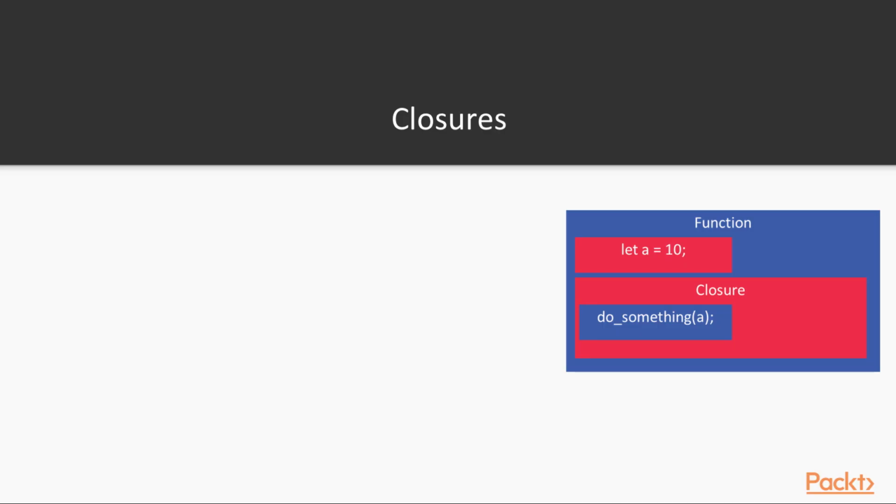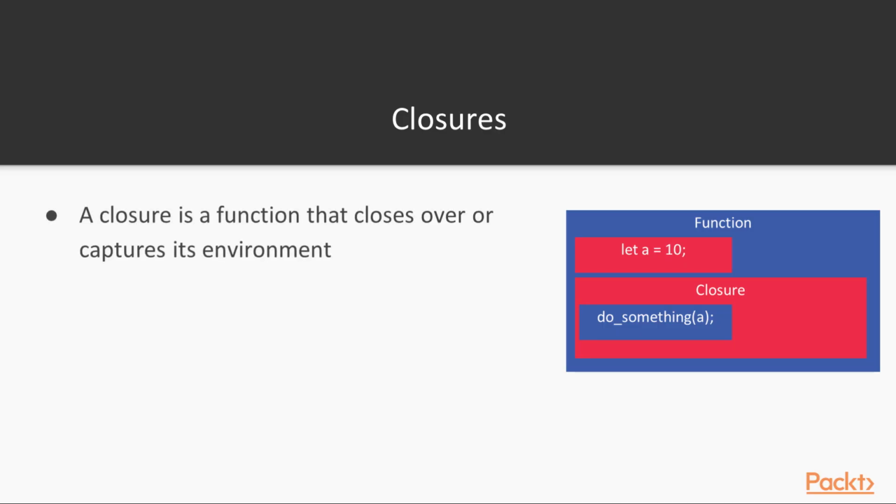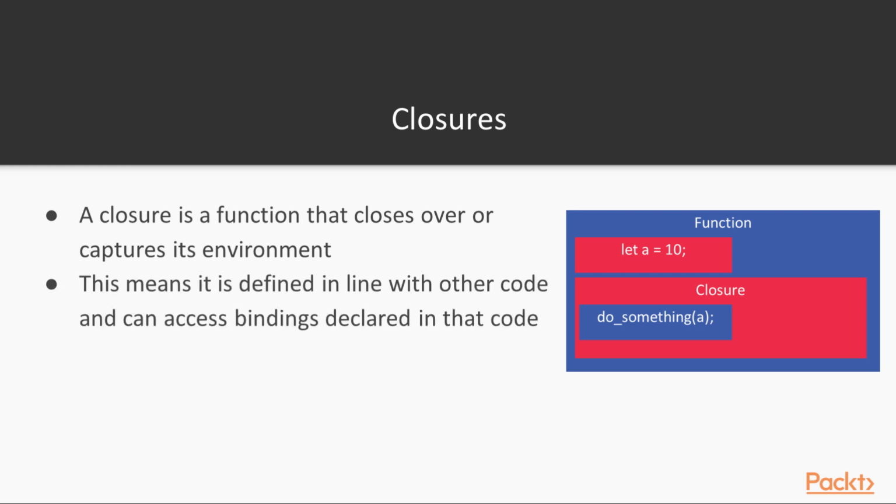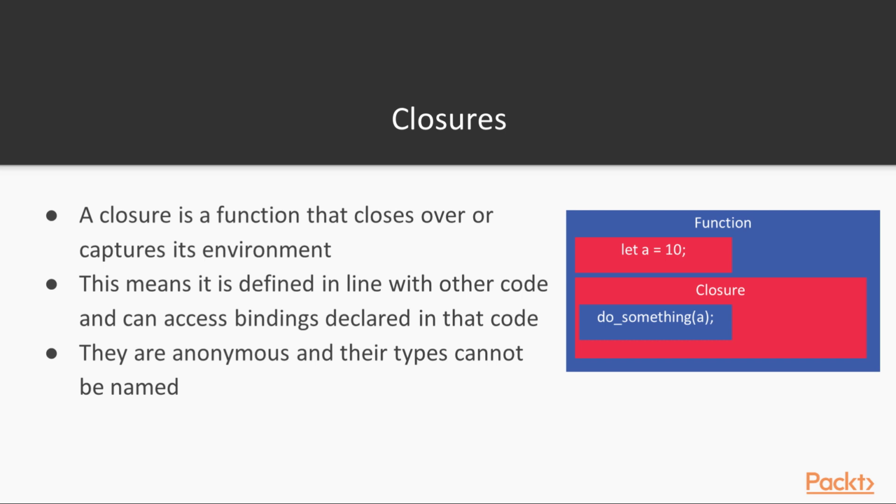So what is a closure? As I mentioned, a closure is a function that closes over or captures its environment. This means it's defined inline with other code, and it can access the bindings that were declared in that code. Typically, functions like this, declared inline, are anonymous, although they can be bound to variables, in which case those variables or bindings become their names, but their types cannot be named. You cannot say this function takes this specific closure.